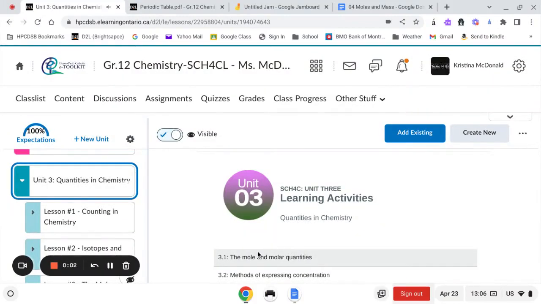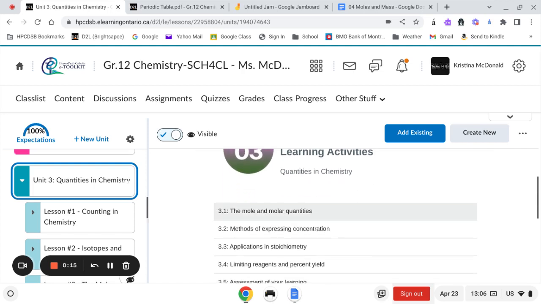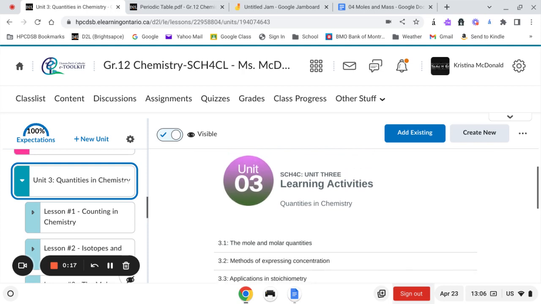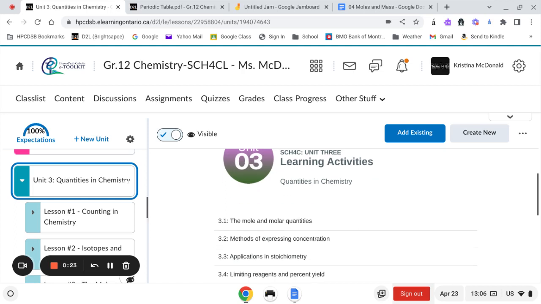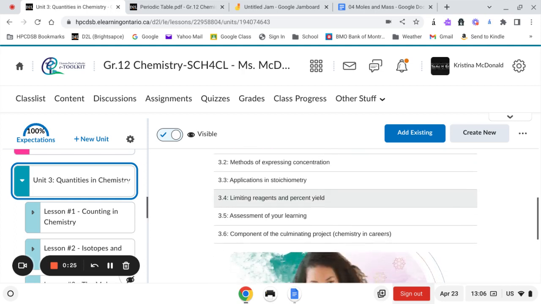Today we are going to keep going with our calculations in chemistry. And we're here in our quantities in chemistry unit. I just want to bring your attention to the main page here. You probably noticed this already, but the company that sets up your resources for this course lists all the learning activities here on this main page.